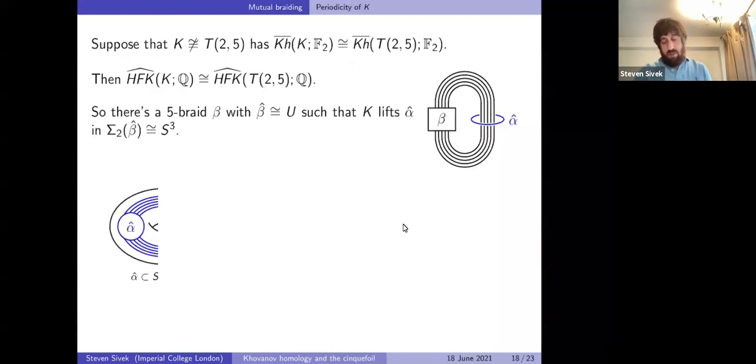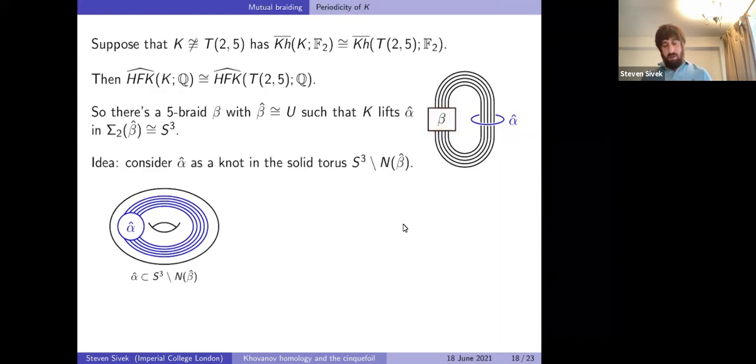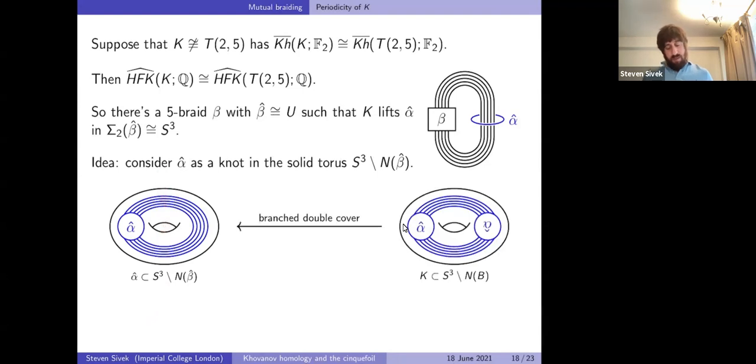And so the idea is, well, let's think about that braid axis as a knot in the complement of the closure of beta, okay? So I drew alpha hat, the axis, in blue over here. We isotope things around so that this actually looks like a simple unknot, and then its complement is a solid torus. And so alpha hat looks like this. Now, when we take the double cover of the solid torus, branched over the braid axis, which we can think of as beta hat, then we get this symmetric looking picture of our knot K.